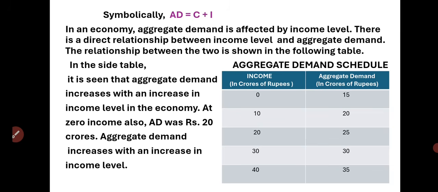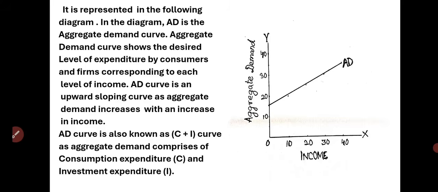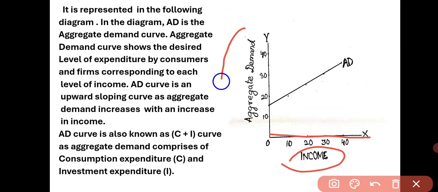Now we will discuss it through a diagram. We will represent it in a diagram. You see, in this diagram, AD is the aggregate demand curve. On the OX axis we are taking income level, on the OY axis we are taking aggregate demand, AD. Then this is the aggregate demand curve as per our table.